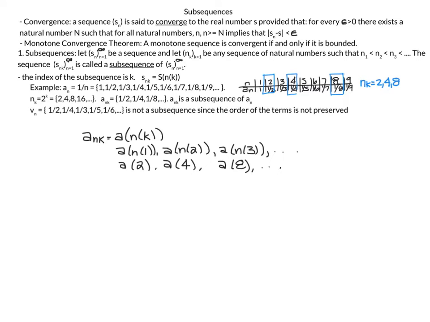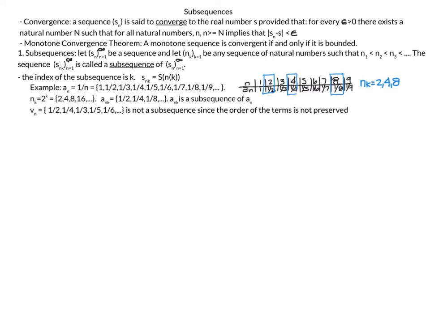With this example, I'm trying to illustrate how I like to think of this Snk term. So the nk is a function that tells me which elements of my subsequence I want to pick out of my sequence S. I have a formula here, 1 over n, to generate my sequence S, or A, and then I have my formula nk to determine which of these elements to pick out to form a subsequence ank.